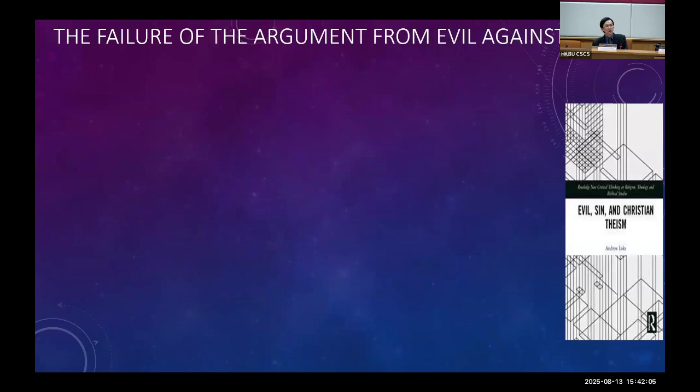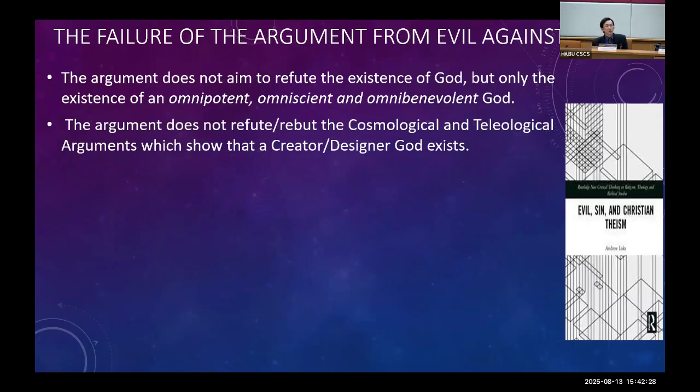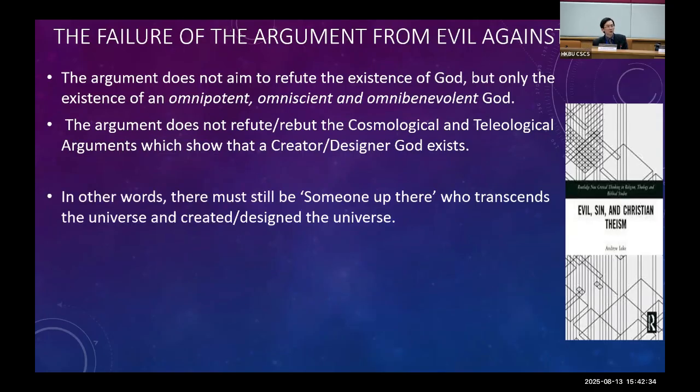And so this brings me to a discussion of the problem of evil against God, which we talked about this morning. I have a book on the problem of evil, so if you're interested, you can check out my book published by Routledge. In this book, one of the arguments I mention is that the argument from evil does not refute the existence of God, but only the existence of an omnipotent, omniscient, and omnibenevolent God, even if it is successful. Therefore, the argument from evil does not rebut the cosmological argument. Neither does it rebut the teleological argument, which shows that there is a designer, creator.